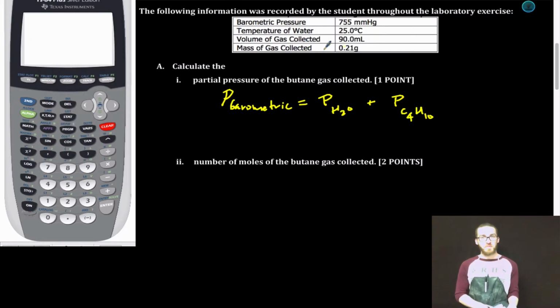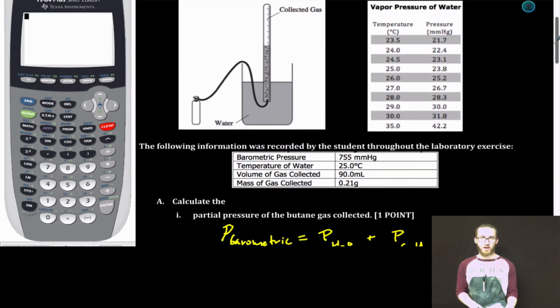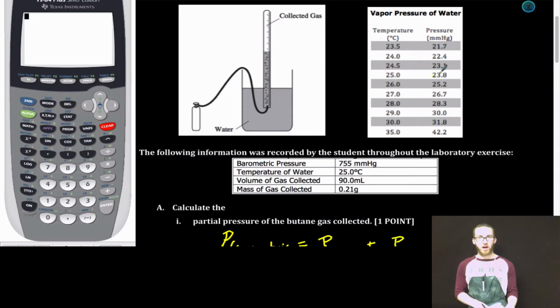Okay, so we know the barometric pressure, or the total pressure, is 755 millimeters mercury. And because we're told the water levels inside and outside are the same, that barometric pressure is equal to the sum of the partial pressures of the water vapor and the butane gas. Now, at 25 degrees Celsius, you can use this handy dandy vapor pressure of water table to help you determine the partial pressure of water vapor at that temperature, 23.8 millimeters mercury.